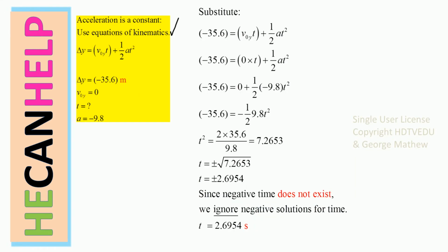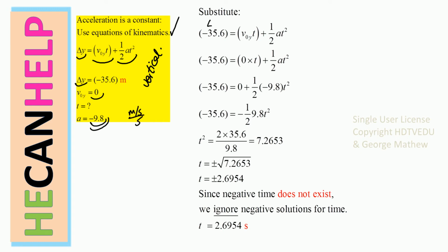Acceleration is a constant, so we use equations of kinematics. And what do we know? Change in y is equal to v0y t plus 1/2 a t squared. Please don't forget, this is all along the vertical. Vertical displacement is negative 35.6. We know the vertical velocity at the start, 0. We don't know what time is, but we know the vertical acceleration is negative 9.8 meters per second squared. We substitute all those numbers.